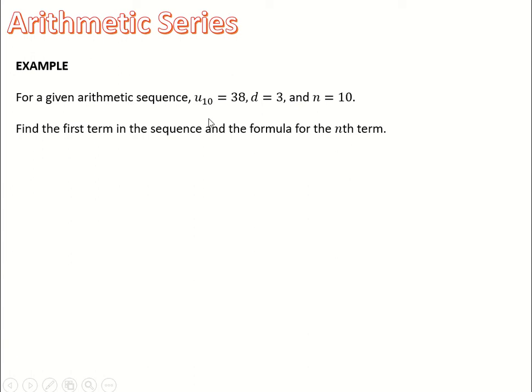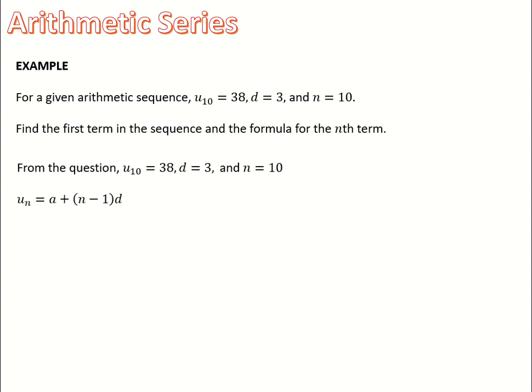For a given arithmetic sequence, U10, the 10th term in the sequence, is 38. The difference between the terms is 3, and n is 10, obviously. Find the first term of the sequence and the formula for the nth term. So from the question, we know that U10 is 38, d is 3, and n is 10, in which case we can start building up our formula.